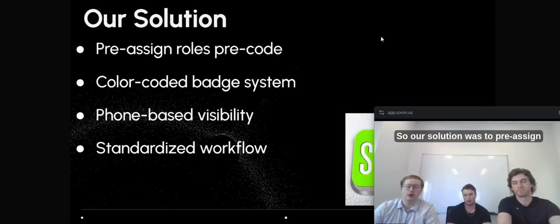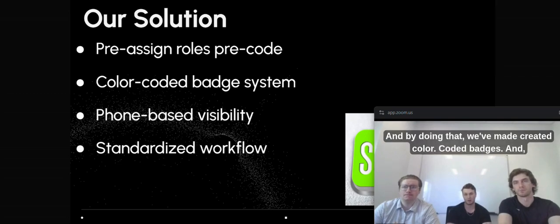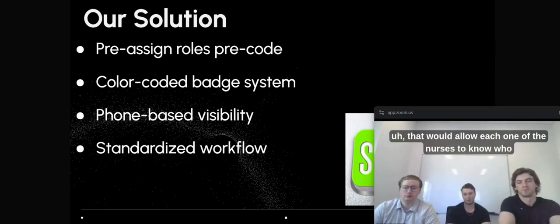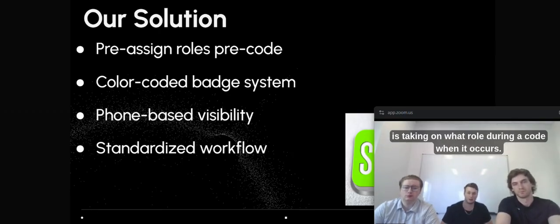So our solution was to pre-assign roles before codes occur, and by doing that, we created color-coded badges that would allow each one of the nurses to know who is taking on what role during a code when it occurs.